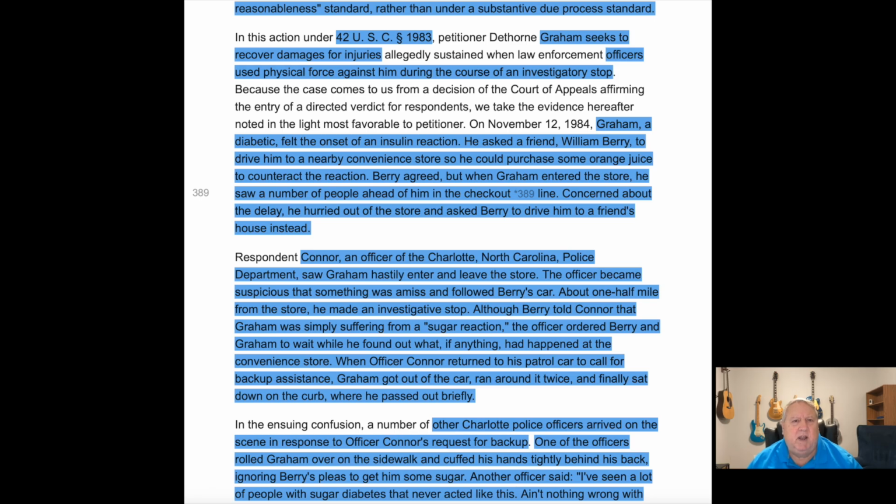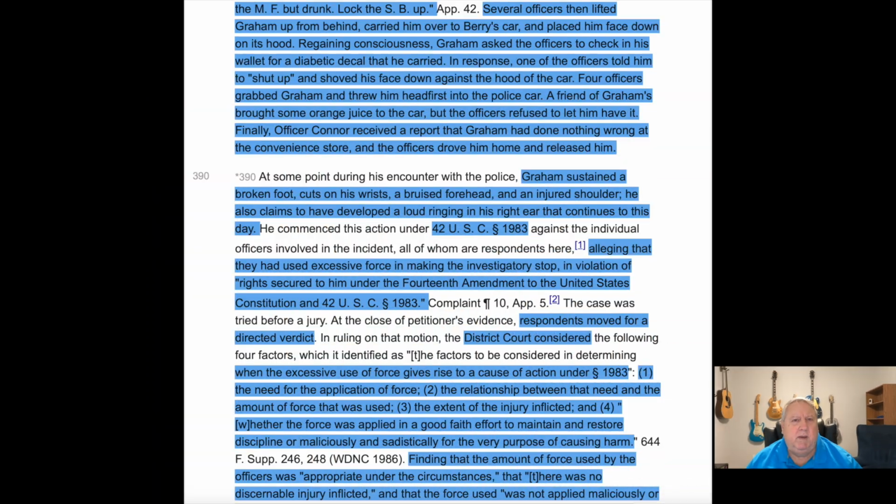Another officer said, "I've seen a lot of people with sugar diabetes that never acted like this. Ain't nothing wrong with the MF but drunk. Lock the SB up." Several officers then lifted Graham up from behind, carried him over to Barry's car, and placed him face down on its hood.